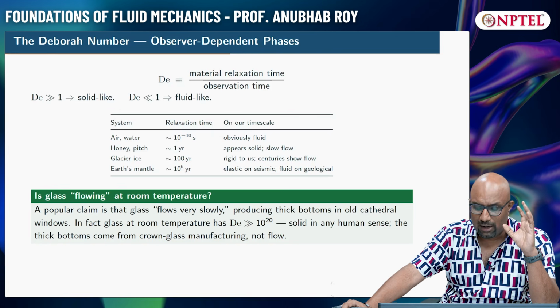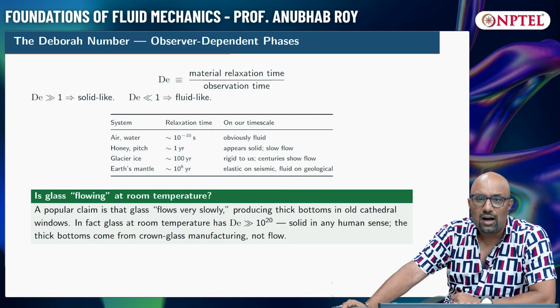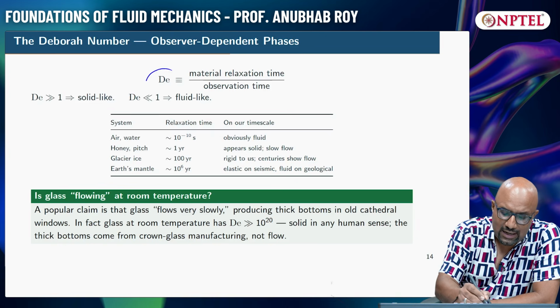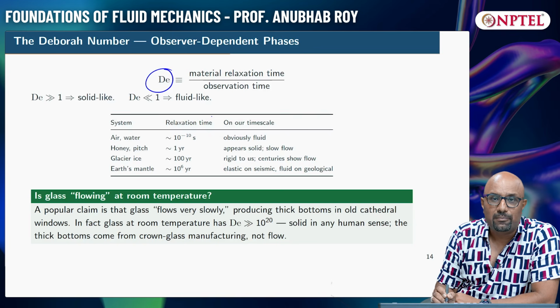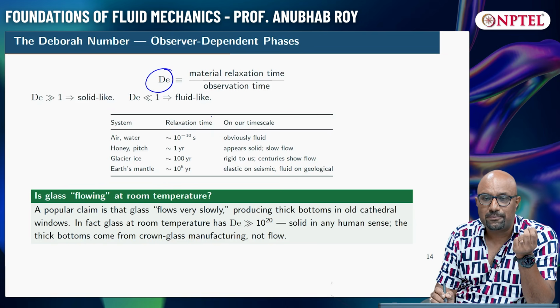So this brings about a number. We are not going to discuss this number any further in the course, but it is important to be aware of this because not all of you might be doing courses in polymeric liquids, non-Newtonian fluids or similar courses where there is a number that is defined called the Deborah number. It's a number which tells us the relaxation time scale of the material divided by either the flow time scale or your observation time scale.